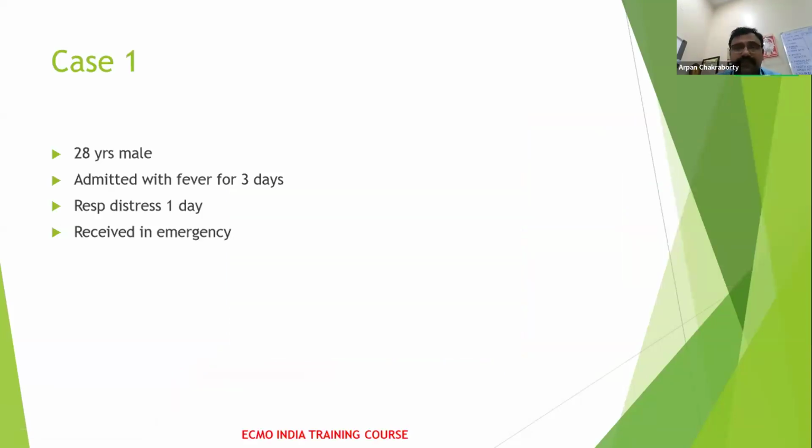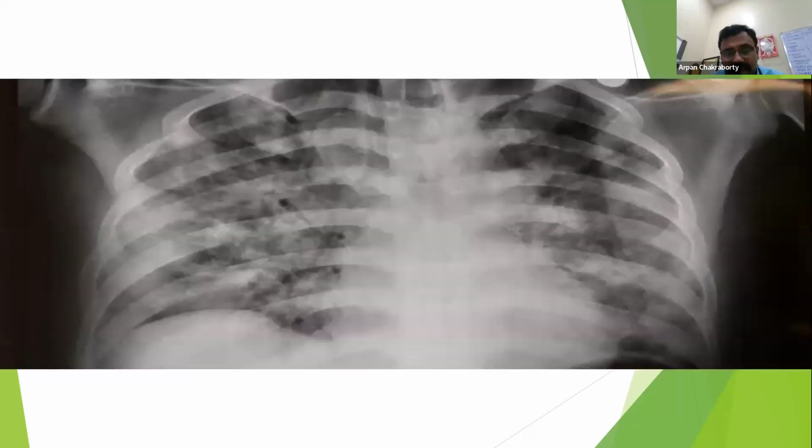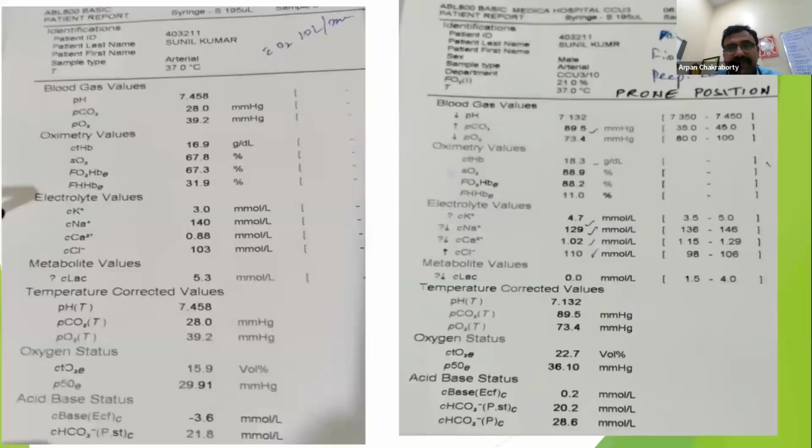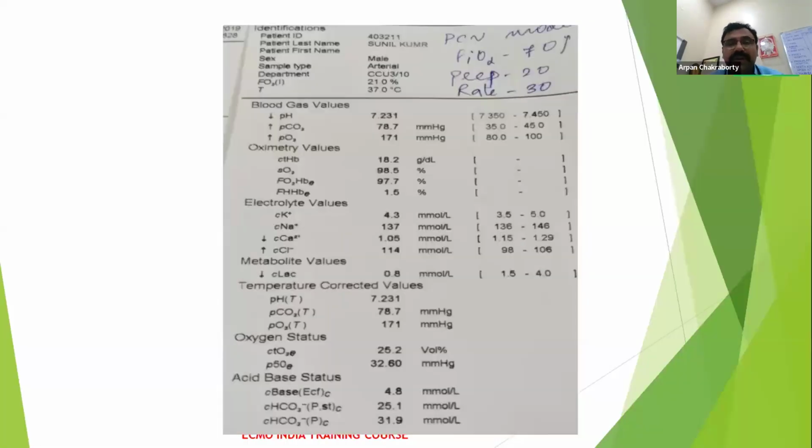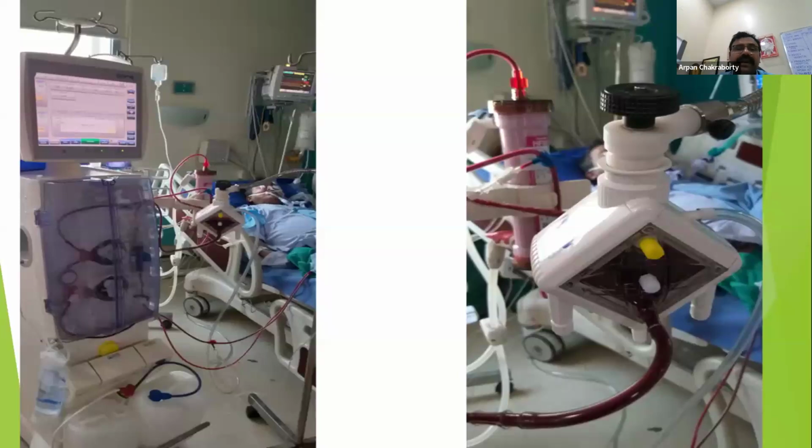Now, I'll show a few cases. Case one: a 28-year-old male, fever for 3 days, respiratory distress, had an ARDS kind of X-ray, intubated, and the oxygenation improved. The carbon dioxide started mounting up. The carbon dioxide was 78 with the pH not improving, and we connected this patient on ECOR using the regular dialysis machine with the pediatric oxygenator in series with the dialysis filter.